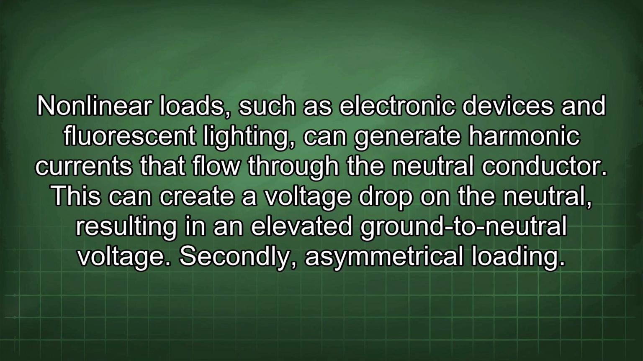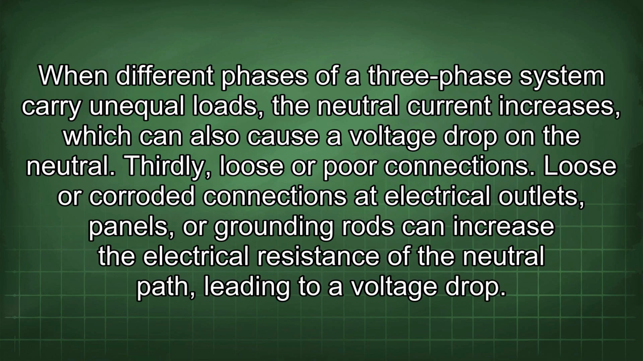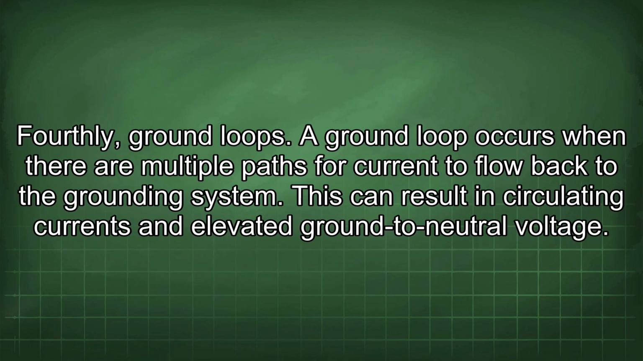Secondly, asymmetrical loading. When different phases of a three-phase system carry unequal loads, the neutral current increases, which can also cause a voltage drop on the neutral. Thirdly, loose or poor connections. Loose or corroded connections at electrical outlets, panels, or grounding rods can increase the electrical resistance of the neutral path, leading to a voltage drop. Fourthly, ground loops. A ground loop occurs when there are multiple paths for current to flow back to the grounding system. This can result in circulating currents and elevated ground to neutral voltage.